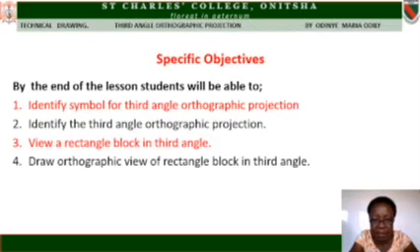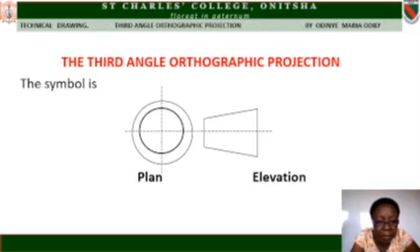Specific objectives. By the end of the lesson, students will be able to: 1. Identify the symbol for third angle orthographic projection. 2. Identify the third angle orthographic projection. 3. View a rectangle block in third angle. 4. Draw orthographic views of a rectangle block in third angle. Let's go to the lesson proper.